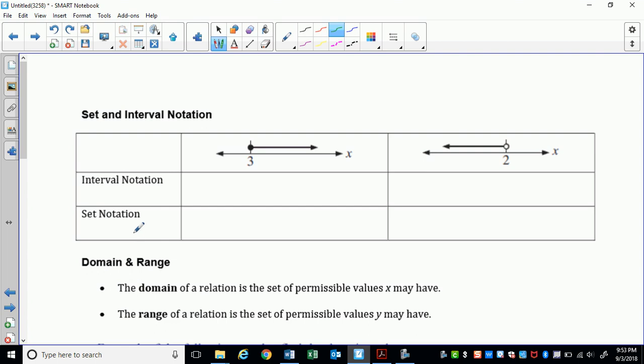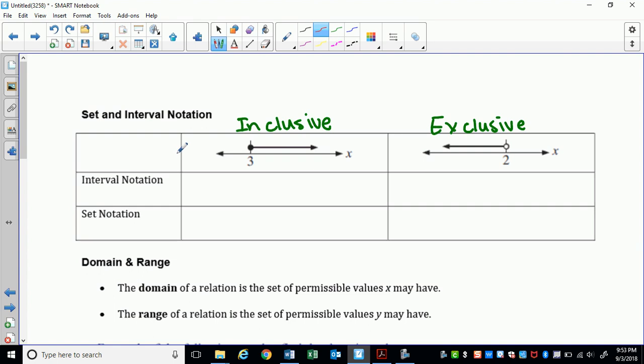Now we went over set notation. Now we need to look at interval notation. So when we have a solid circle here at the 3, this means that it is inclusive. It includes 3. So I'm going to write this, inclusive. Right here, we see where the 2 has an open circle. This is exclusive. You need to know that stuff.